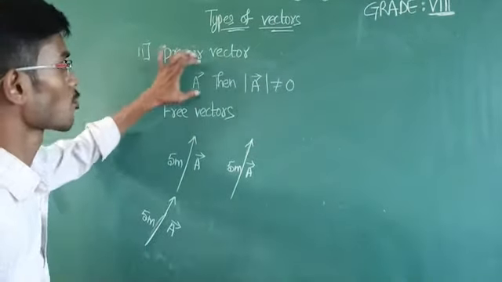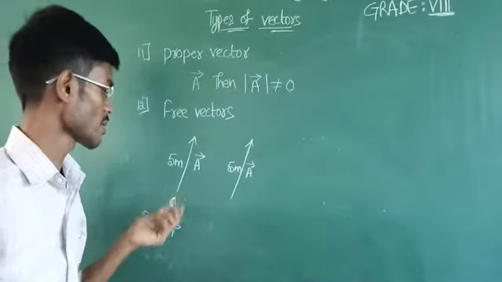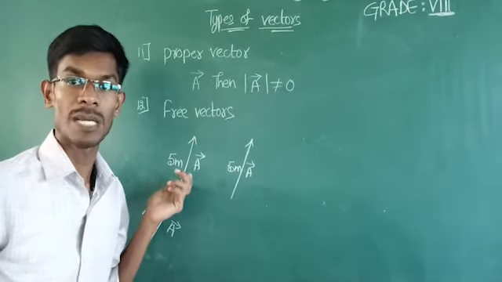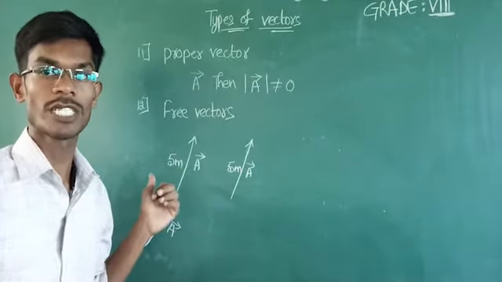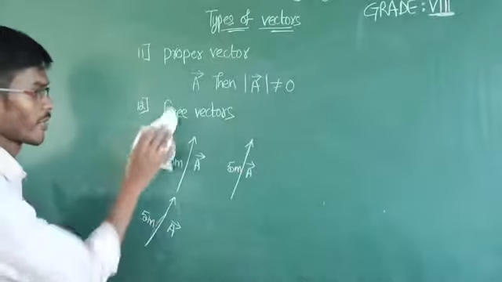Okay, proper vector means whose magnitude is not equal to 0. Those we will call proper vectors. Free vectors are the vectors which can displace from one place to another place without changing the magnitude and direction. Those we will call free vectors.